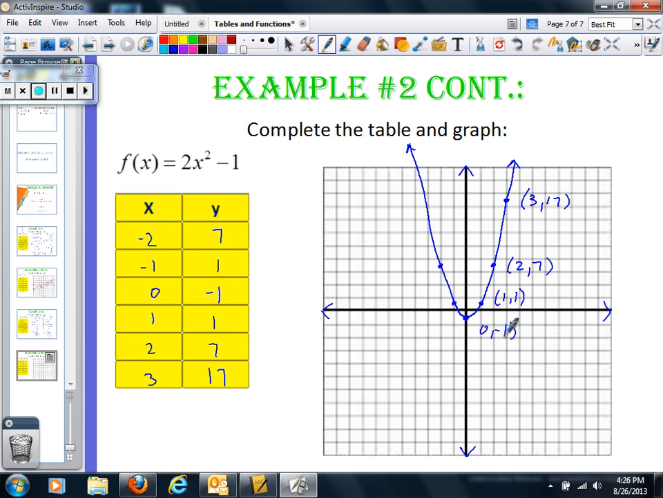And then you'll label your points 3 and 17, 2 and 7, 1 and 1. This is 0 and negative 1. This one is negative 1 and 1. This is negative 2 and 7. And there is no other point up there that we did. So then this would be my graph. So we used function notation. You just plug in the values. Then you graph your points and label them, and you're completely done. And this is all there is to doing this.